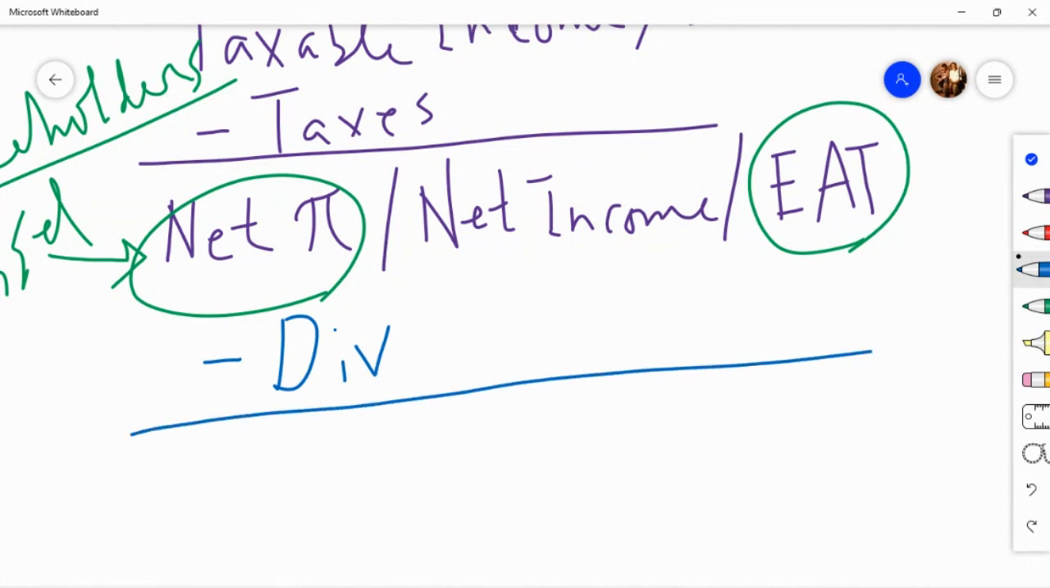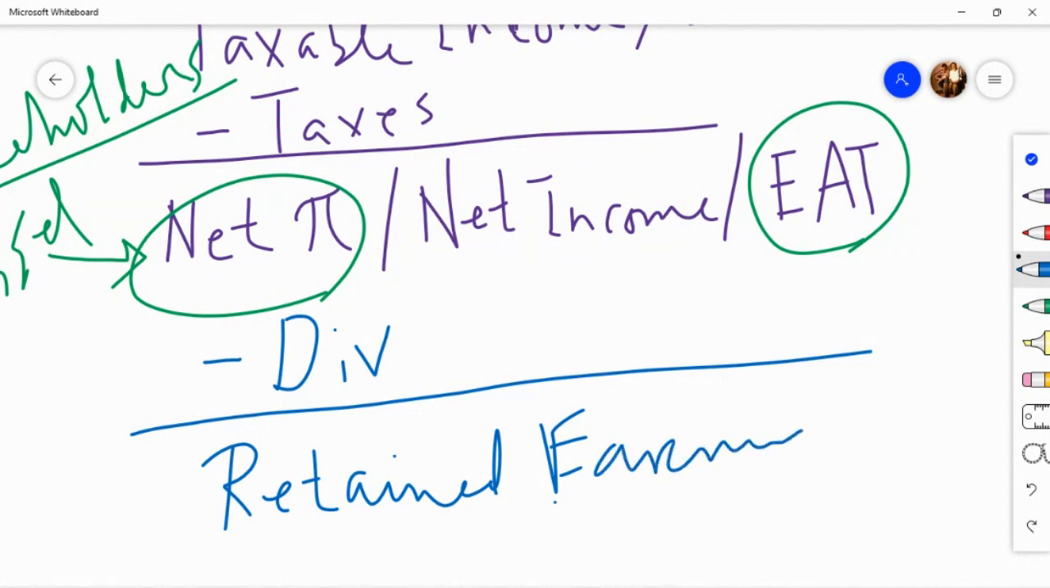Depending on the dividend payout ratio, dividends could be 10% of the earnings, 10% of the EAT, or whatever. If it is 10%, 10% of the EAT will be paid out, distributed as dividends, and whatever is left is called what? Does anyone have any idea what it is called after paying out dividends? After paying out dividends, it is called retained earnings.